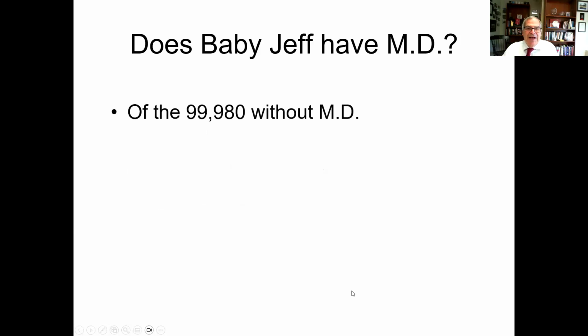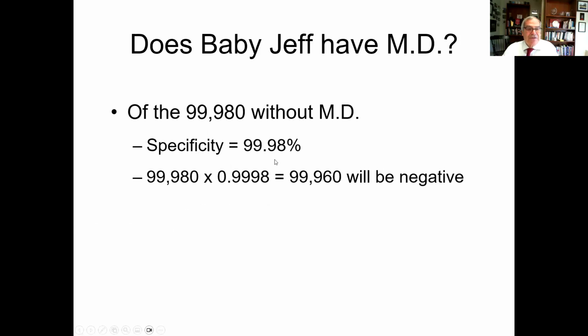So does baby Jeff have muscular dystrophy? Of the 99,980 babies without muscular dystrophy, the specificity is 99.98%. So if we do the calculations, 99,960 will truly have a true negative test. We'll test positive, but we will have 20 false positives. 20 false positives.